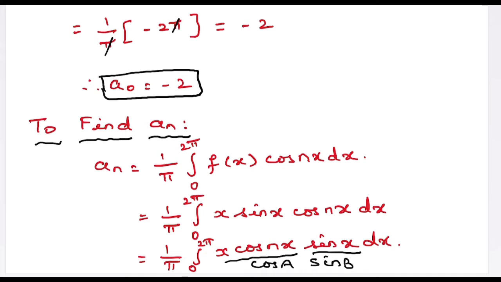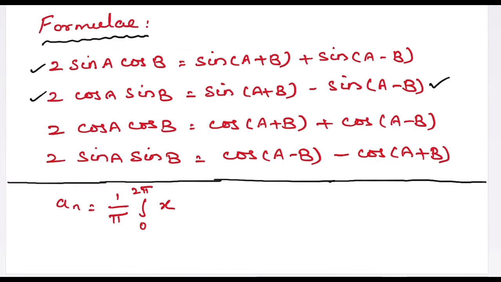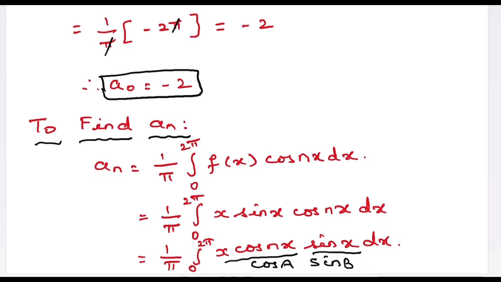Next, to find a n is equal to 1 by pi integral 0 to 2 pi f of x cos nx dx. Substitute the given function in place of f of x and integrate. We get 1 by pi integral of x sin x cos nx, which is like cos a sin b. We have 4 trigonometric formulas which are given here. We can take either 2 sin a cos b or 2 cos a sin b. Here for our convenience, we take the second one, the 2 cos a sin b formula.